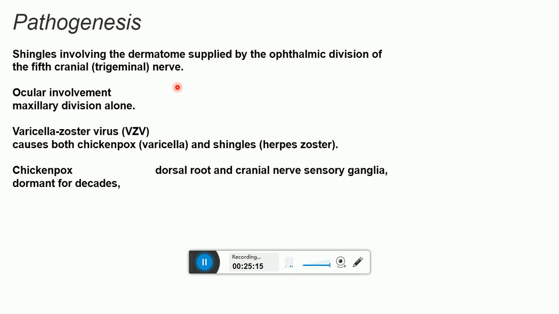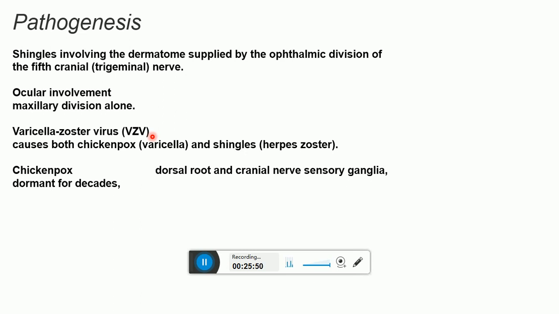Ocular involvement can also occur, though it is rarely clinically significant, when the disease affects the maxillary division alone. Varicella zoster virus (VZV) causes both chickenpox and shingles. VZV belongs to the same subfamily of the herpes virus group as HSV. The viruses are morphologically identical but antigenically distinct.